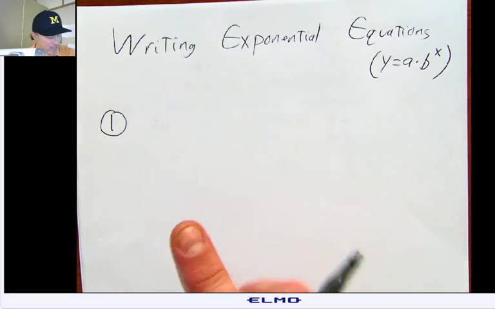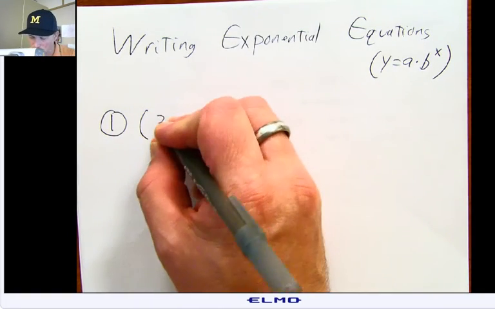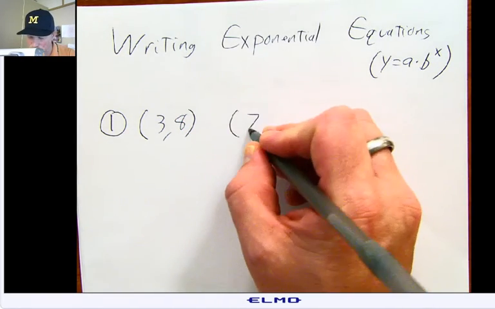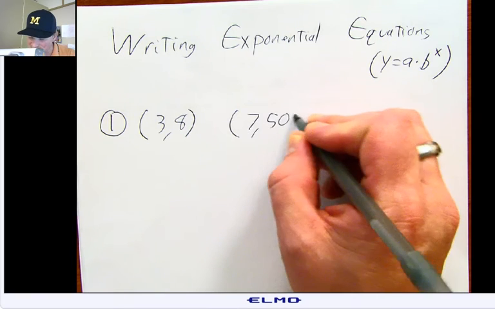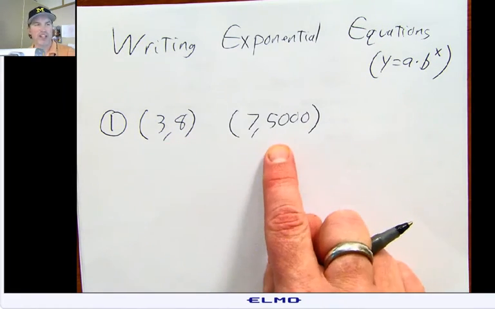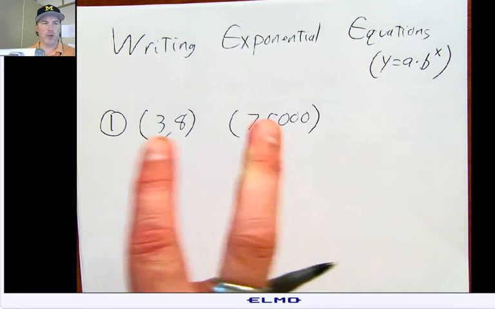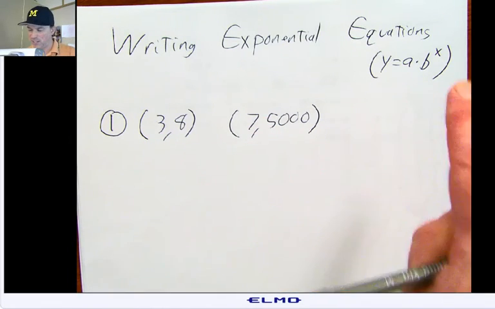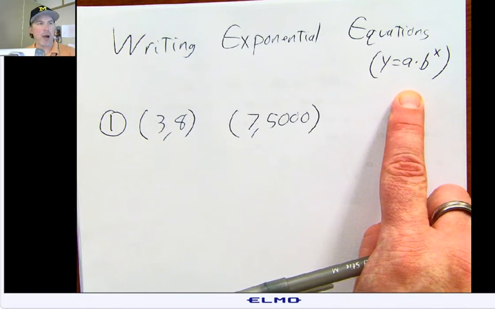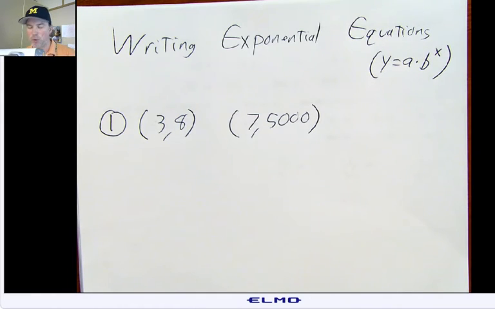In these problems, they're not going to give us the initial value. They're going to give us just two random points on the graph. So if they gave us the two coordinates (3, 8) and (7, 5,000), and we knew these 2 points fit an exponential model, because it says so in the instructions, how would we go about writing the equation for this? Well, we're going to use systems of equations.